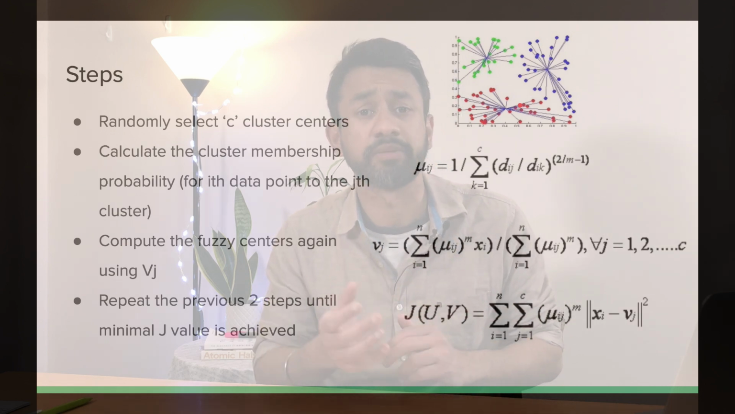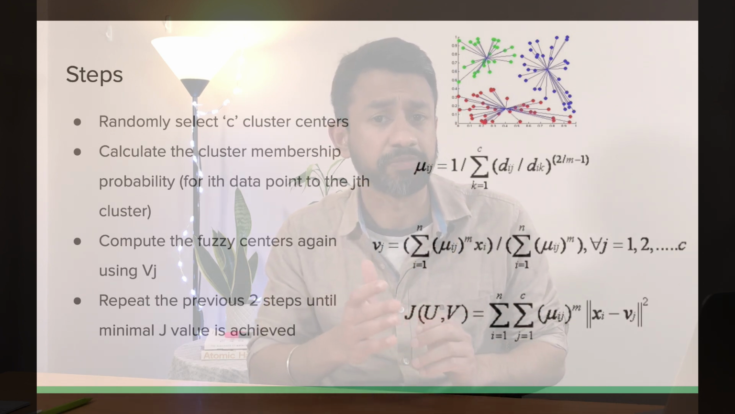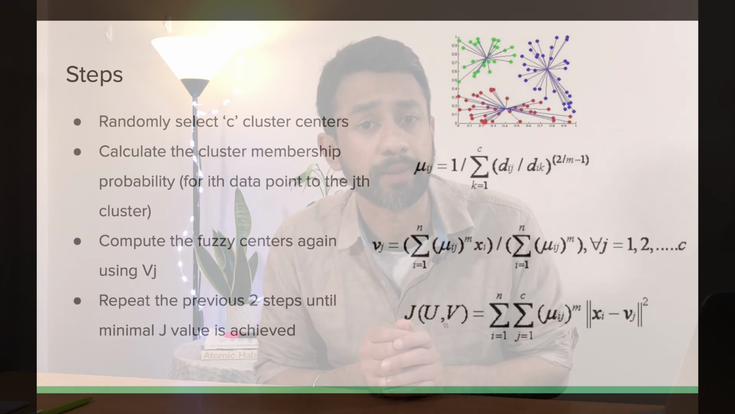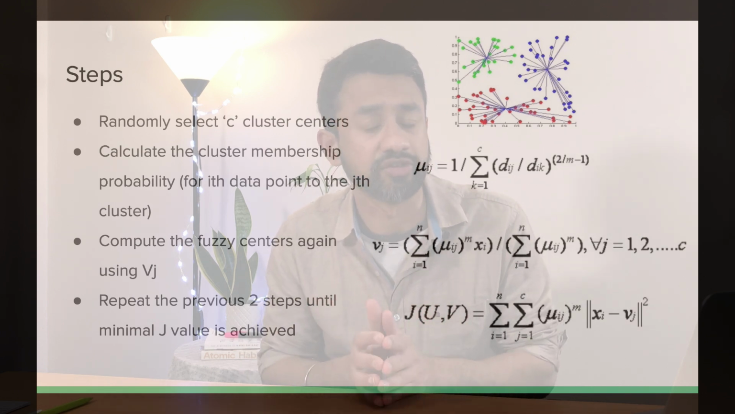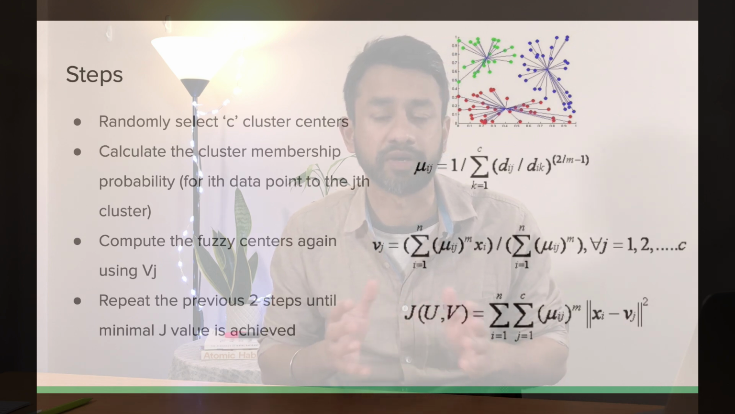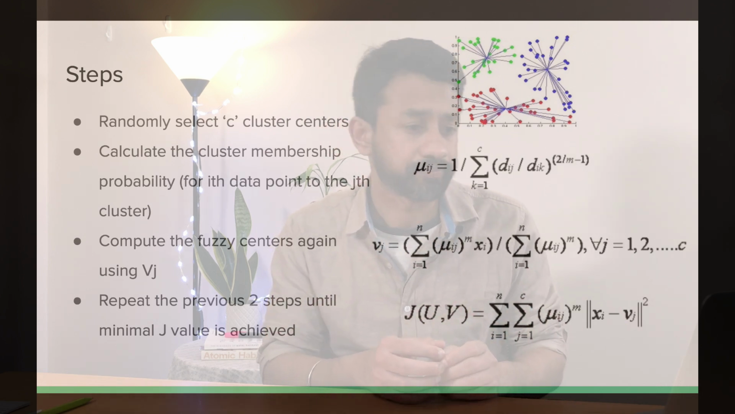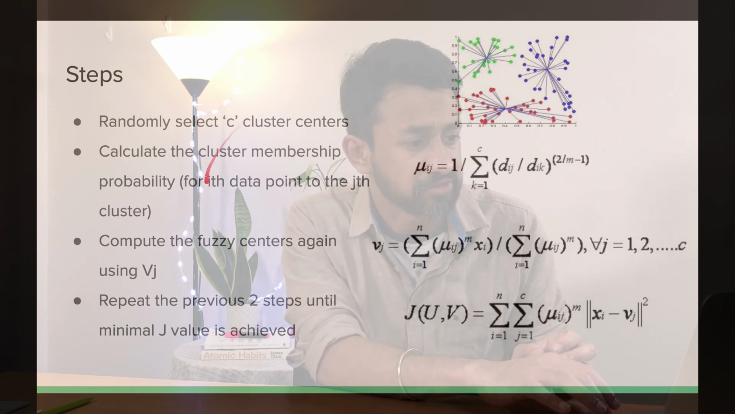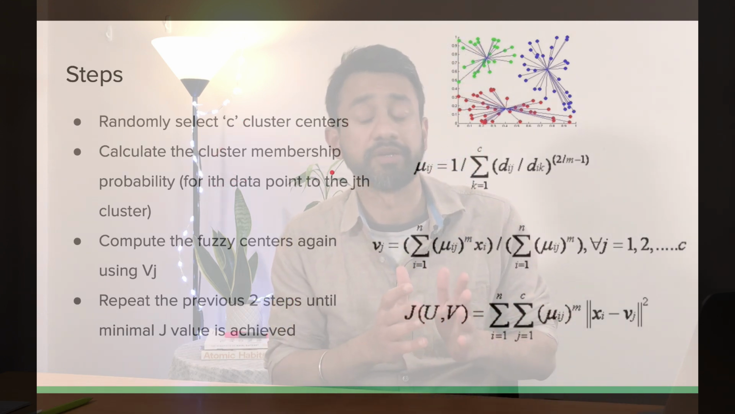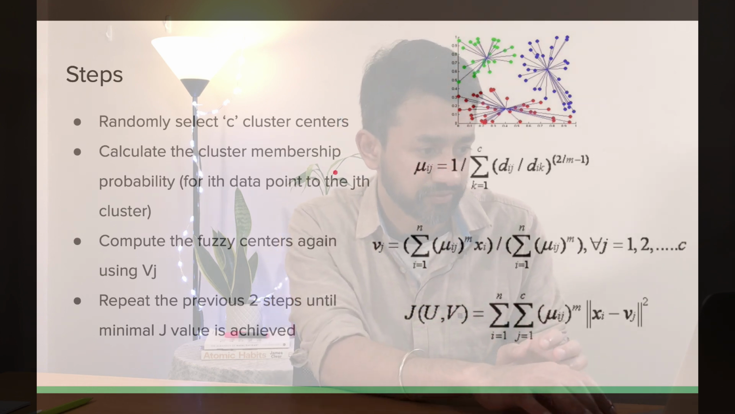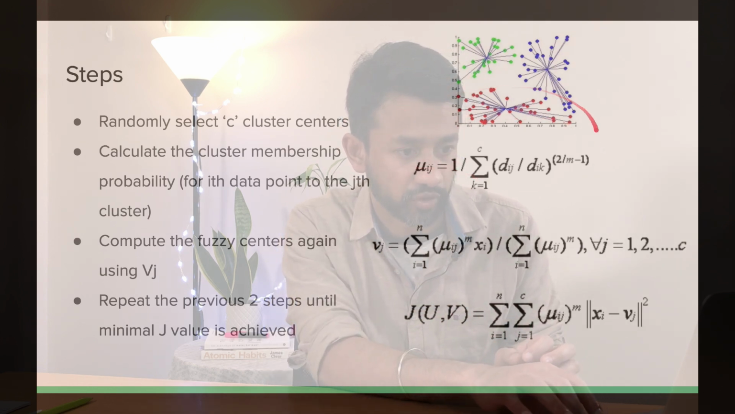So we start with the random cluster centers, and then we refine, iterating through the algorithm, and towards the end it will converge, and we would be able to come up with the real clusters. So next we calculate the cluster membership probability. How do we calculate the membership probability? We calculate it using this particular formula here.